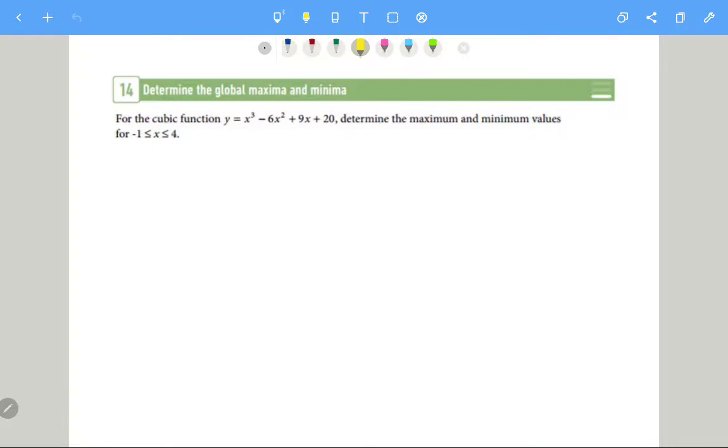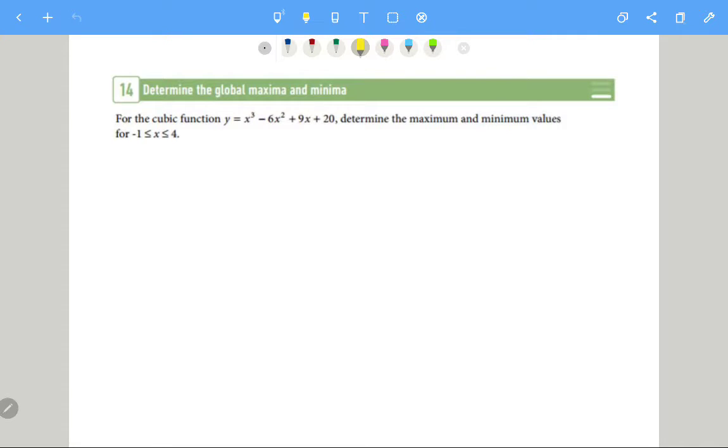We're going to be doing the same thing we did in the last video, but this time without a calculator. So, for the cubic function y is equal to x^3 minus 6x^2 plus 9x plus 20, determine the maximum and minimum values for minus 1 less than or equal to x less than or equal to 4. Alrighty, so this is our function. What do we need to do?